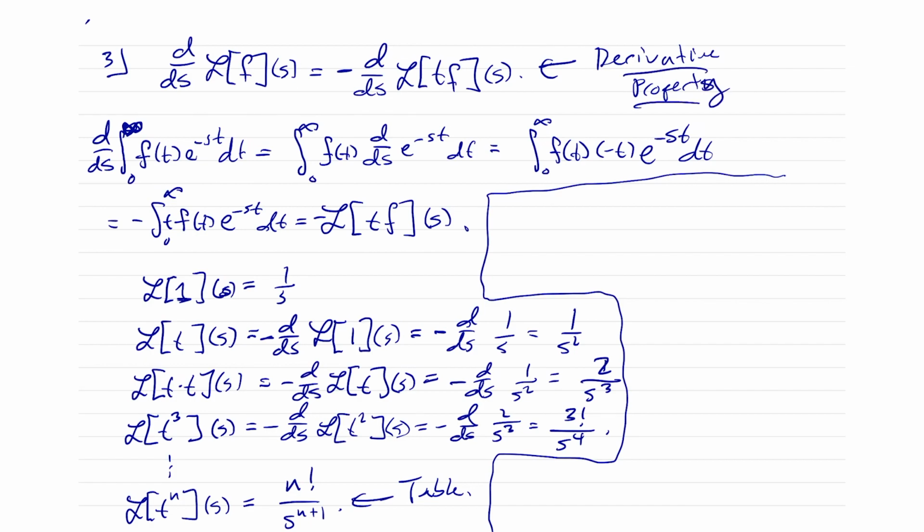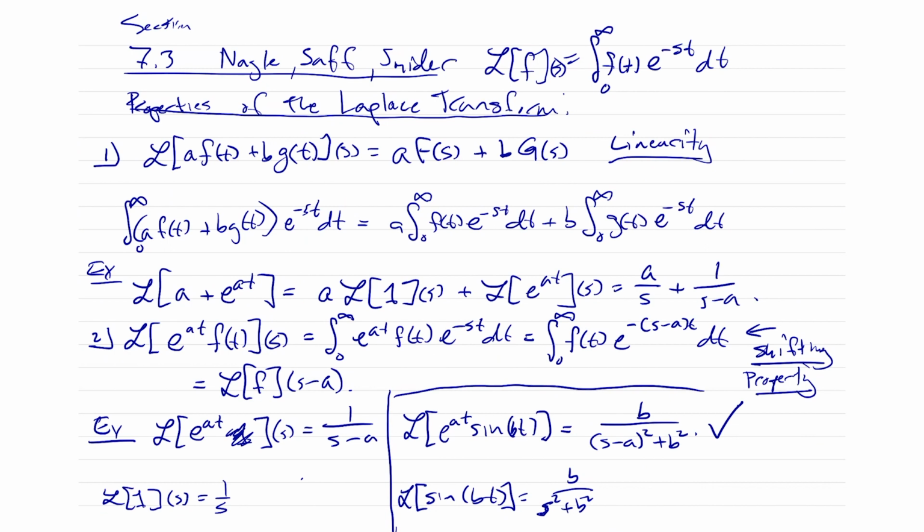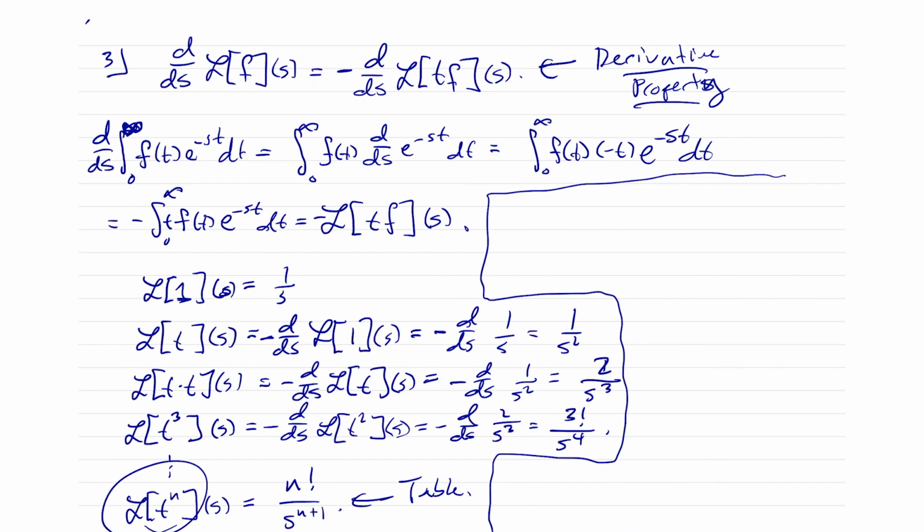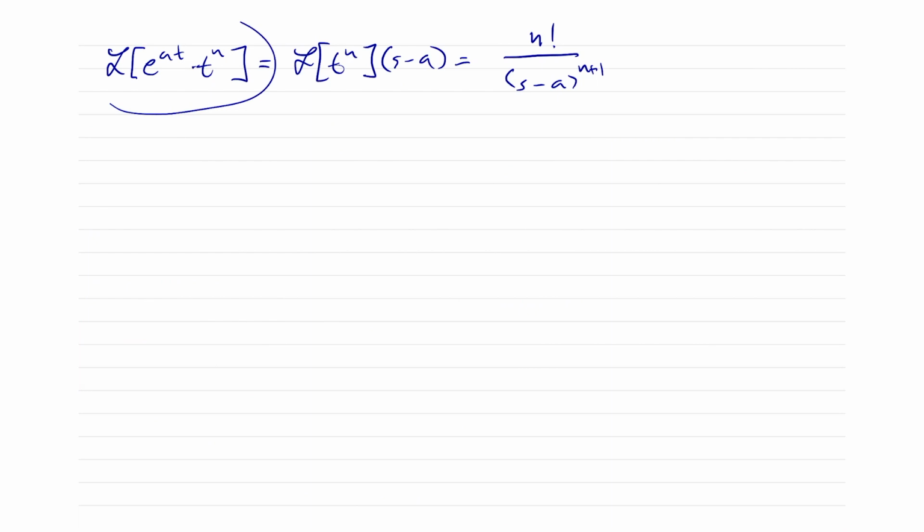Now we also built up some things out of our table. We now know e to the at times sine of bt, we now know t to the n, that's in our table too, and now we know e to the at times t to the n. But we're missing all those cosine chunks. So how do we get those?